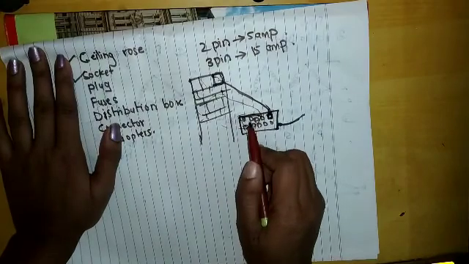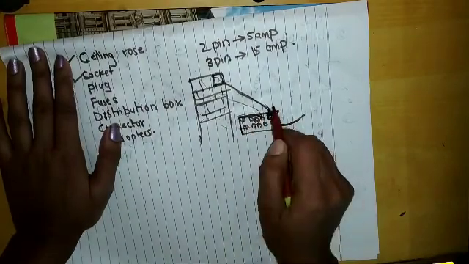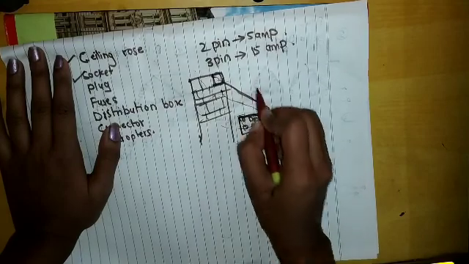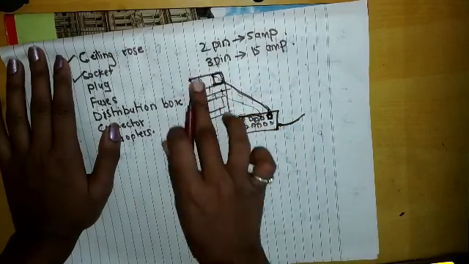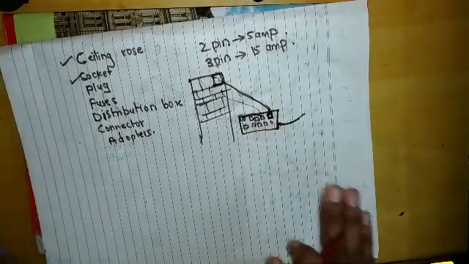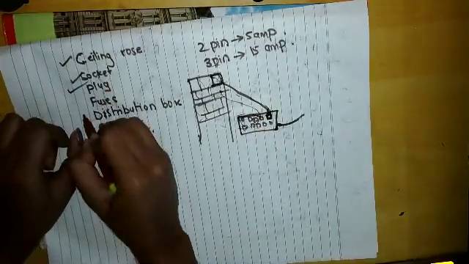So if any fault occurs in any of the circuits, then we have to just consider this one. The other circuits here will not get affected. So this is about the distribution box. Now we will see the fuse.